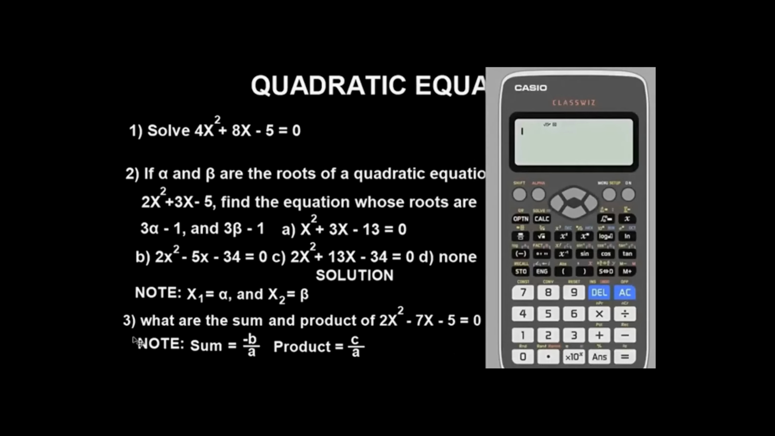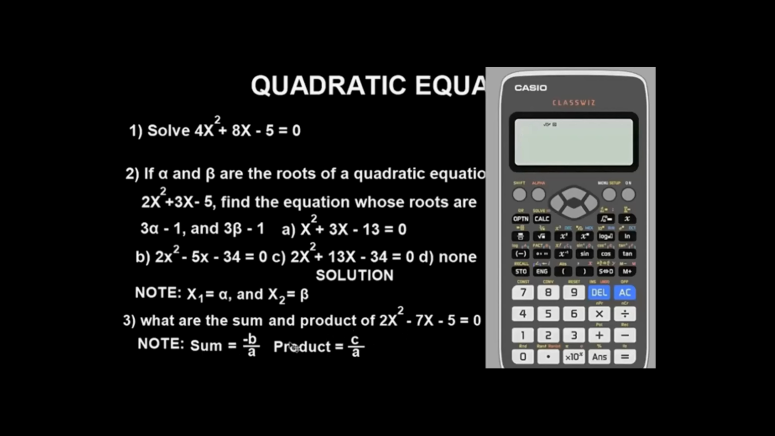Okay, so question 3. It says, what are the sum and product of this quadratic equation 2x squared minus 7x minus 5 equals 0? Okay, guys, this question is very, very simple. If you check closely, you see the note: sum equals minus b over a, product equals c over a. So, guys, to do this kind of problem, just apply this formula I have outlined here for you, and you will be good to go.